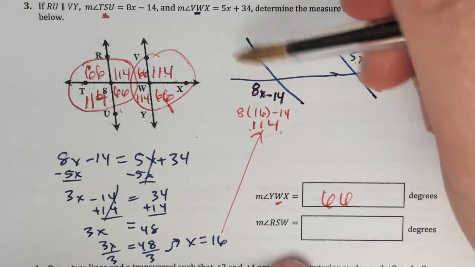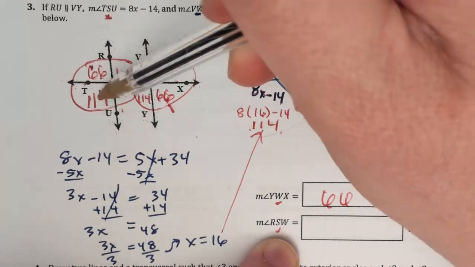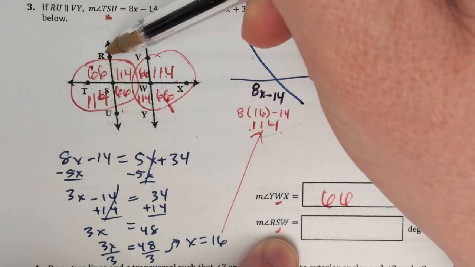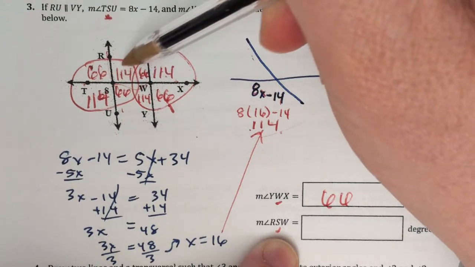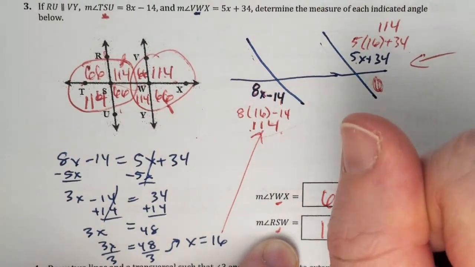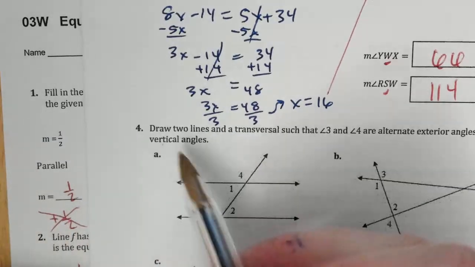Tricky, tricky, tricky. And then they said angle S. So right here, so it's one of these four. R, S, W. So RSW, that's right here. And that's 114. Excellent.